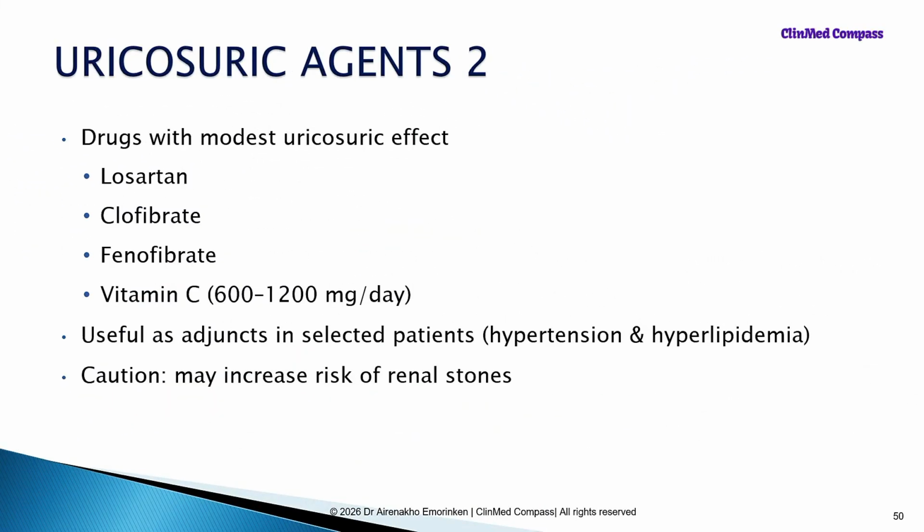Some commonly used drugs have modest uricosuric effects. Losartan used for hypertension, fenofibrate and clofibrate for dyslipidemia, and vitamin C at high doses. These can serve as helpful adjuncts in selected patients, especially those with comorbid hypertension and hyperlipidemia. Uricosurics may increase the risk of renal stones, so ensure adequate hydration.